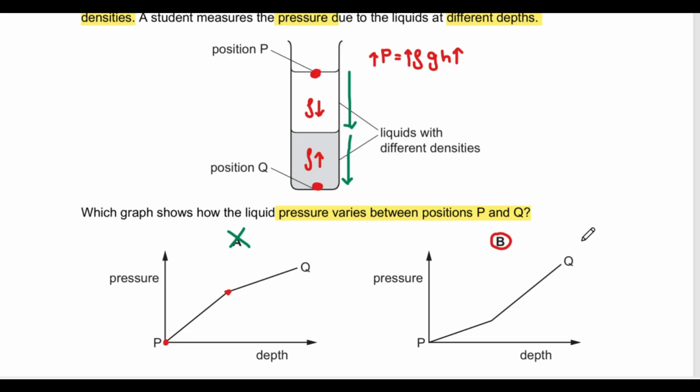Option B is correct because the second line is steeper than the previous line, which shows that the pressure is increased when it enters greater density.